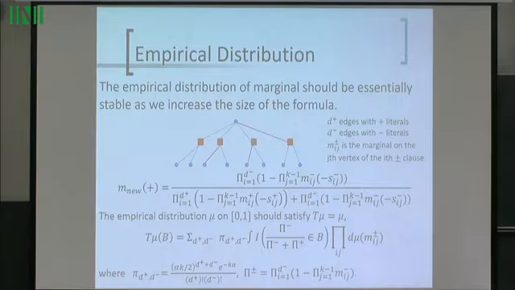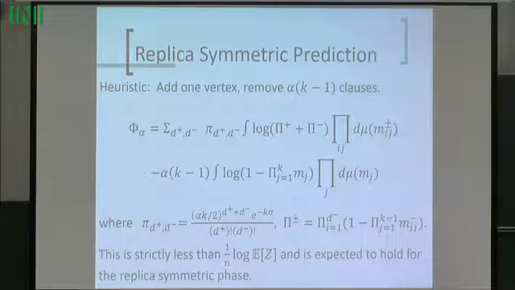So suppose we believe this heuristic and said that okay, that measure is going to be the empirical distribution of the marginals of the vertices. What is the right guess for how many solutions there are?